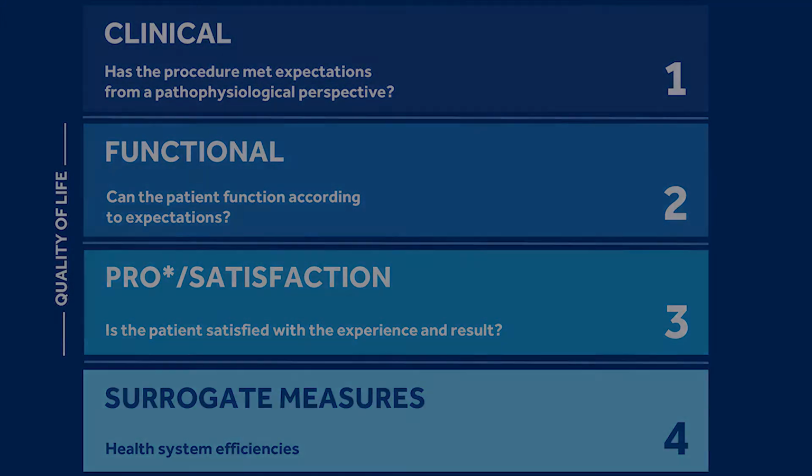So clinical outcome measures are ones that really answer the question, has the procedure met the expectations from a pathophysiological perspective? And this should be objective, quantitative, and expected, because there's a goal for that procedure, and it depends on the cohort that you're dealing with. Complications and so on all fall in this category.